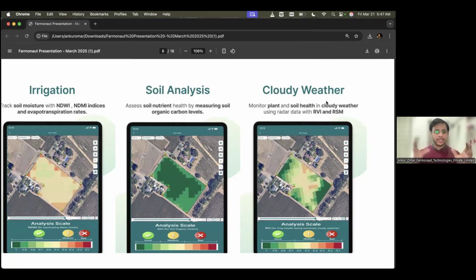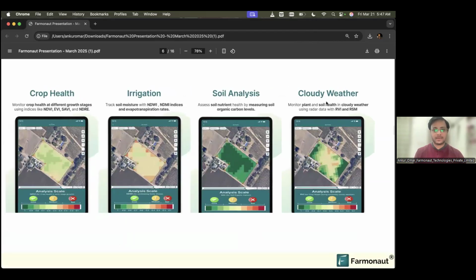So by integrating data from multiple types of satellites, we are able to ensure that the farmers are getting some information from us, even if the weather was not favorable for the satellite. No matter whether the weather was cloudy or not good enough for us to sense any data, we still have some information to give to the farmer. So that's the best part.